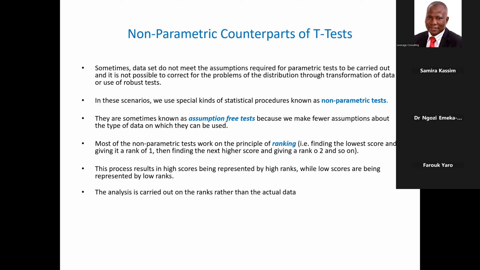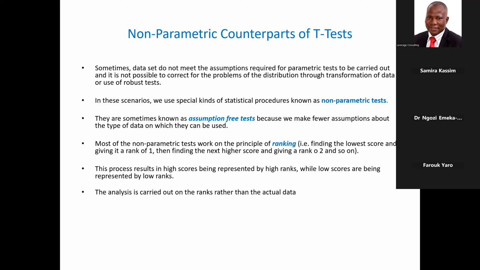Sometimes data sets do not meet an assumption required for a parametric test to be carried out, and it is not possible to correct for the problem of the distribution through transformation of the data or to use a robust test. In this scenario, we can use special kinds of statistical procedure known as non-parametric tests. They are sometimes known as assumption-free tests, because we make fewer assumptions about the type of data on which they are to be used. So that's why it's an assumption-free test.